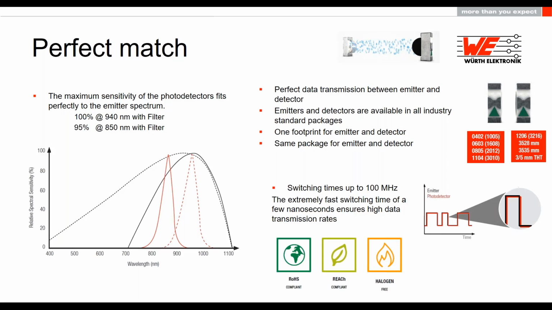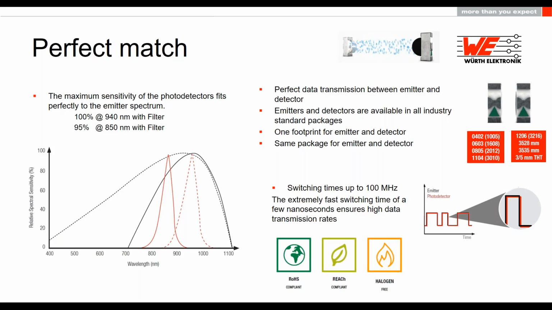And in case we have a very sensitive application, or we need to be very, very sensitive and get a very high signal to noise ratio, then our suggestion would be to go to a 940 nanometer emitter combined with a daylight filter detector. Then we are in the range where our emitter and detector have a 100% match in the maximum sensitivity.